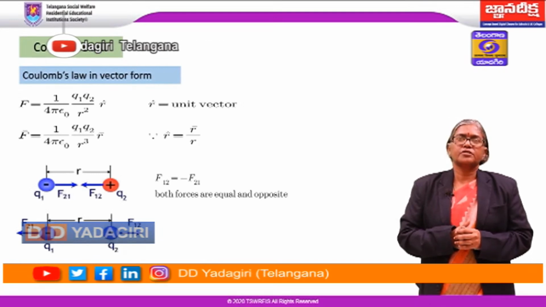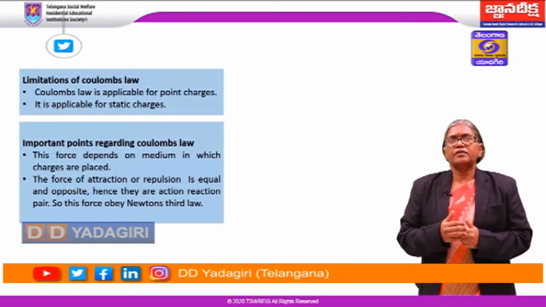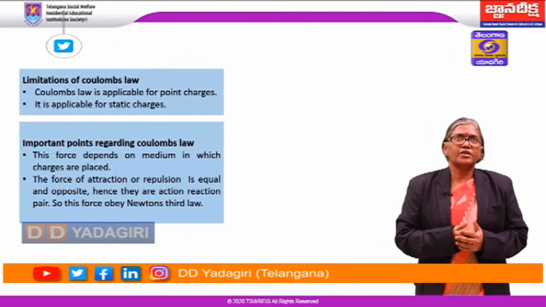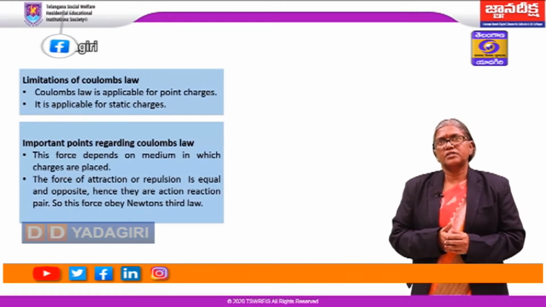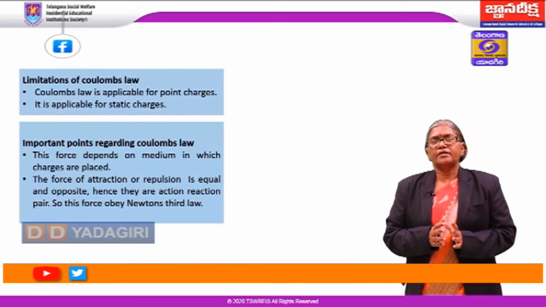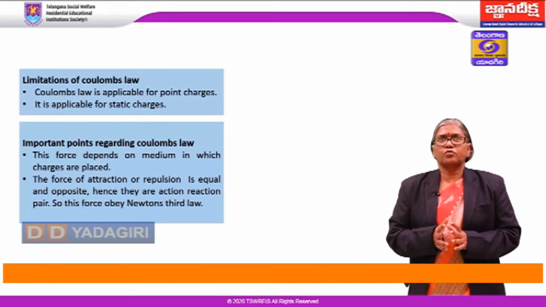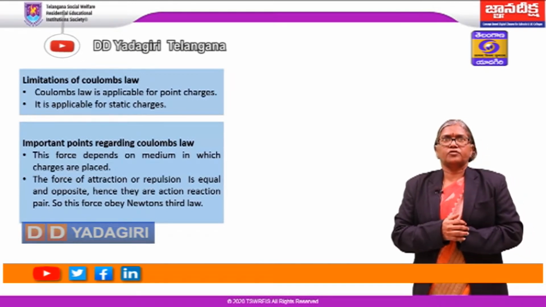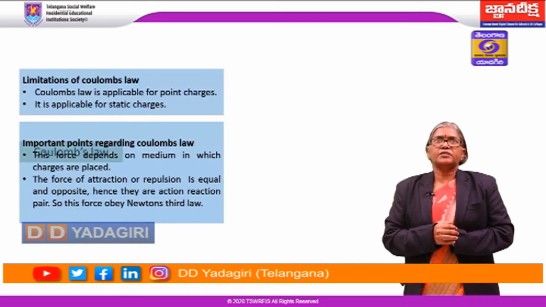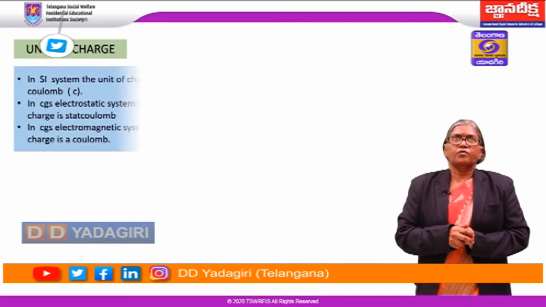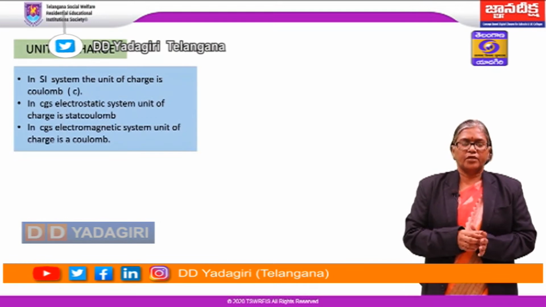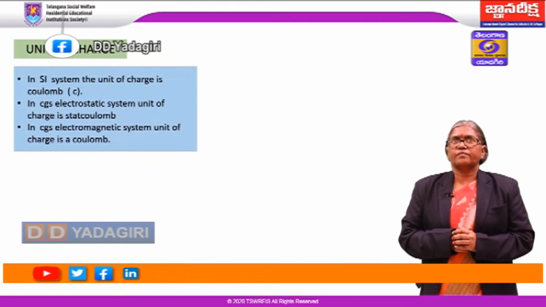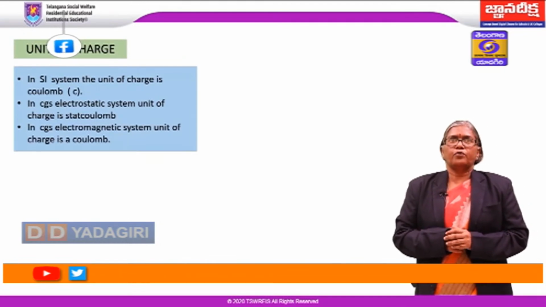Now coming to the limitations of Coulomb's law. That means when is Coulomb's law applicable, under what conditions. So this law is applicable only for point charges and when charges are at rest. When the charges are moving, this Coulomb's law does not obey. Now coming to the units of charge, the charge has unit in SI system coulomb. Okay, in CGS electrostatic system, the unit of charge we take is stat coulomb. In CGS electromagnetic system, the unit of charge is ab coulomb.